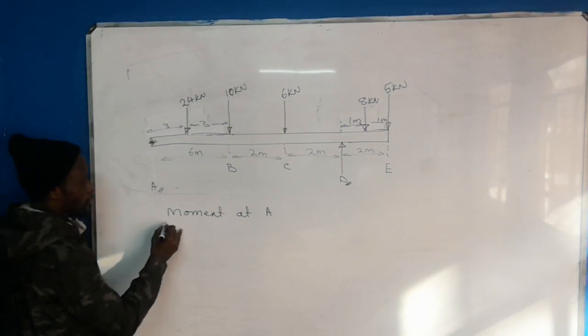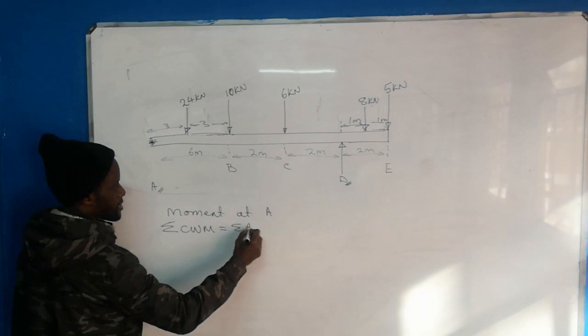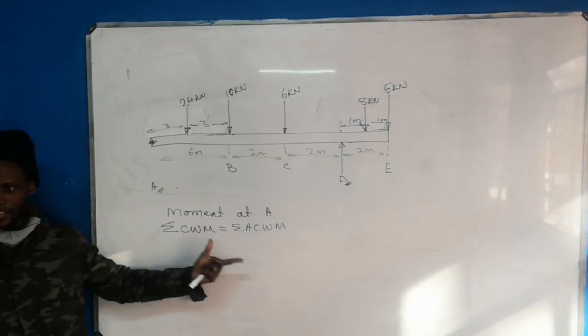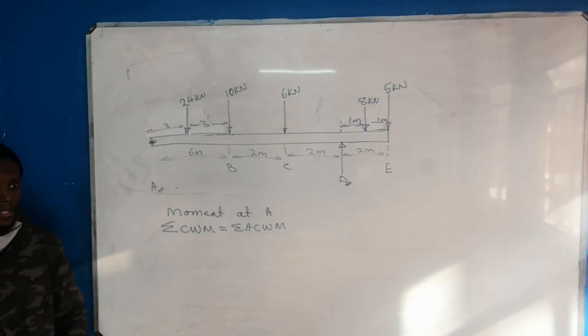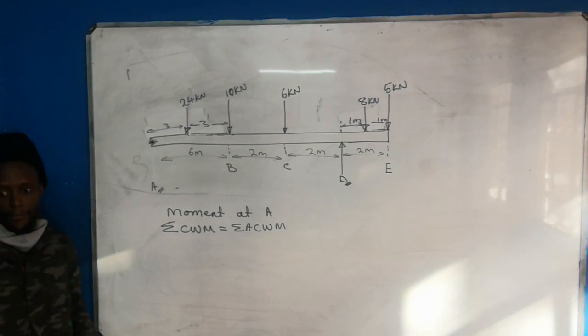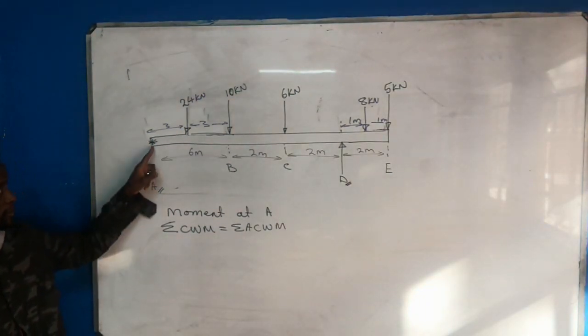Then the law of moments: sum of clockwise moments is equal to sum of anti-clockwise moments. Now, other books say left-hand moments, right-hand moments. It's still the same thing, depends on what you prefer. Okay, are we all set here? I've not lost anyone. Then number 3, we start identifying which one is clockwise, which one is anti-clockwise, based on A.